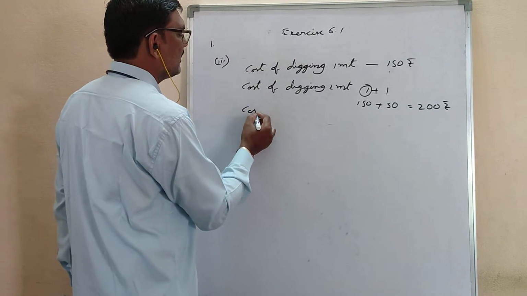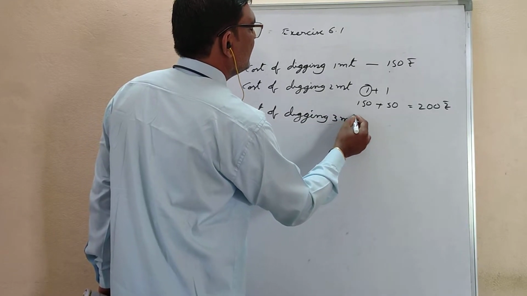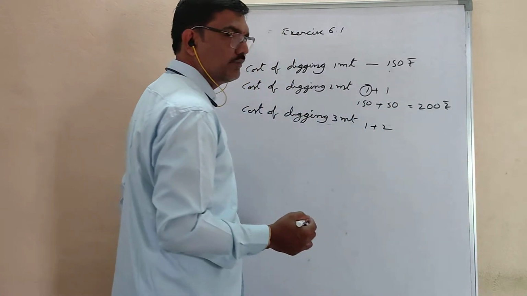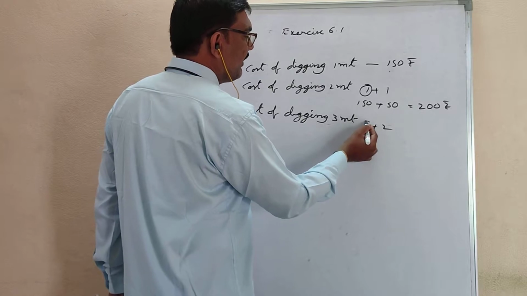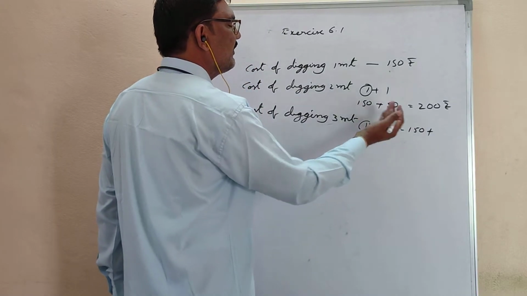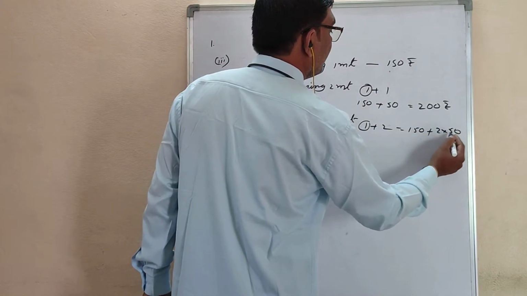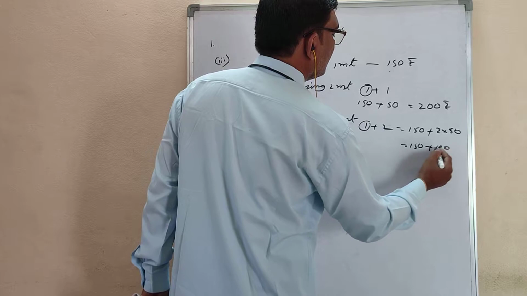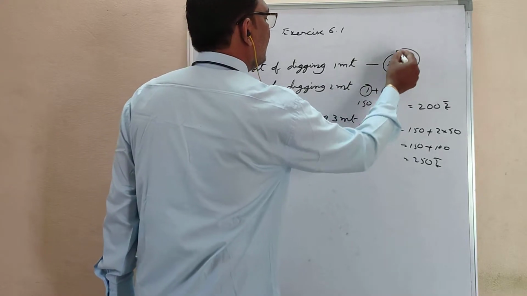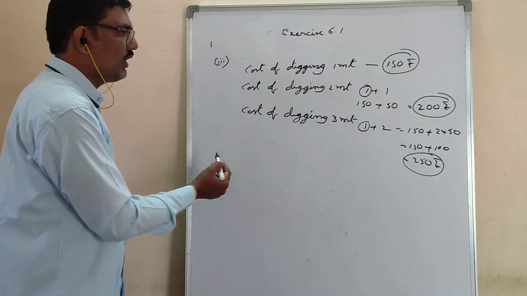Now cost of digging 3 meters. If 3 meters is dug, again you have to write 3 meters as 1 plus 2. Why write 1 separately? For the first meter it costs 150 rupees. It won't change. So subsequent meters, how many are there? 2. For each subsequent meter 50 rupees, 2 into 50. So you are getting 150 plus 100. How much are you getting? 250 rupees.